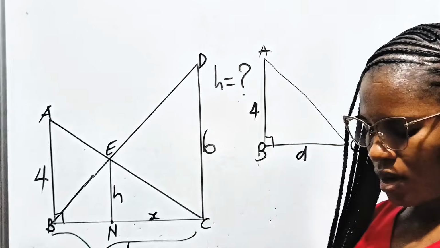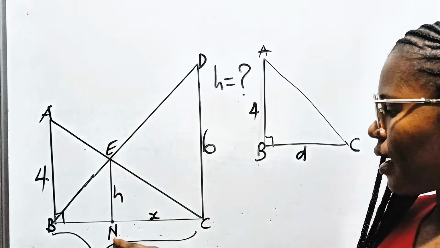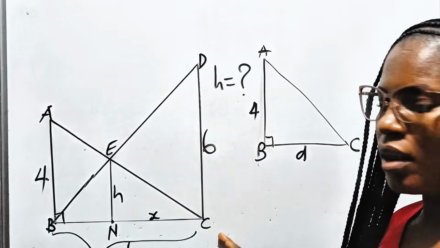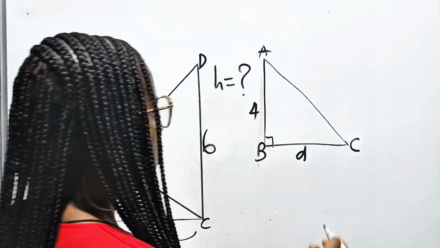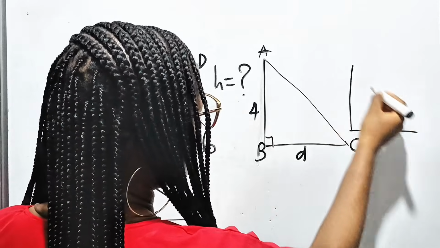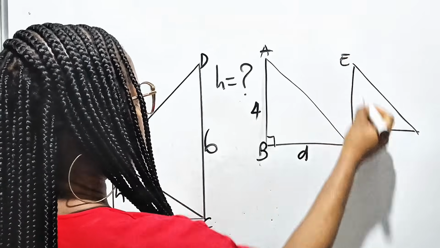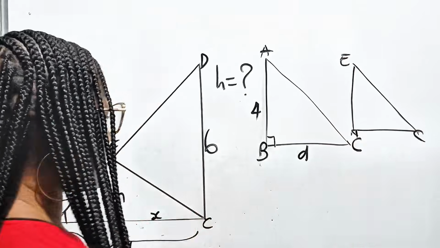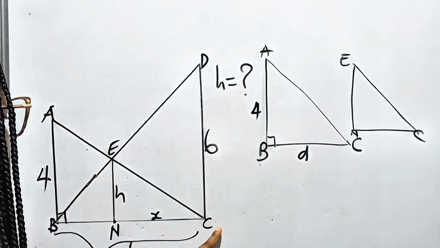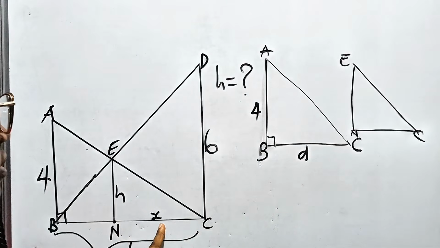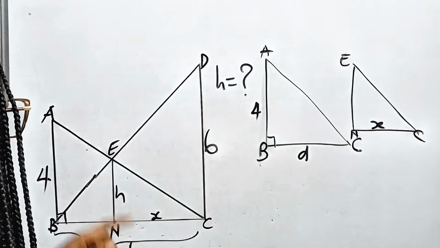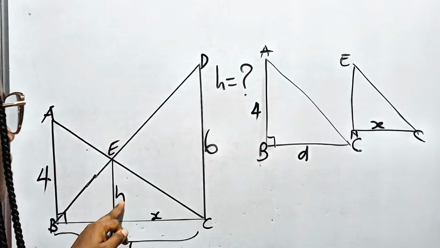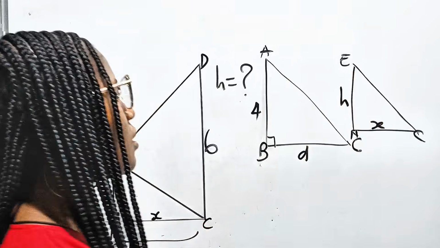Now we have another triangle, triangle ENC. If we should draw that one as well, this is E, this is N, and this is C. Now NC is X, so we have X here. EN is H. We have H.